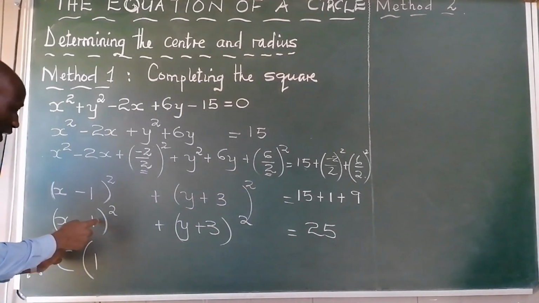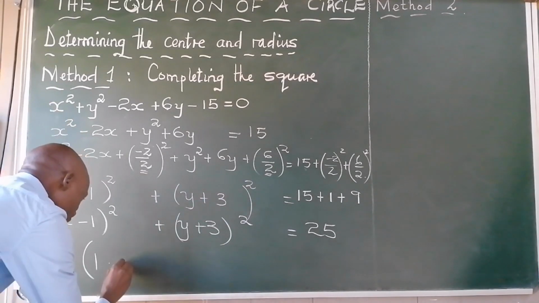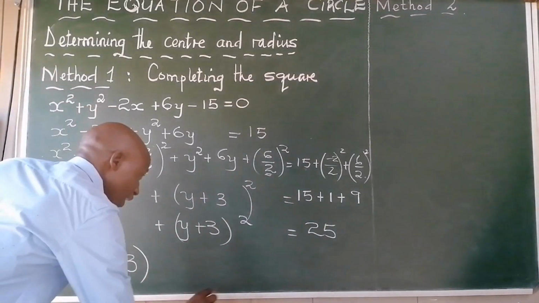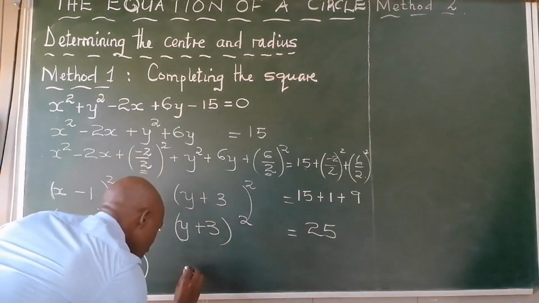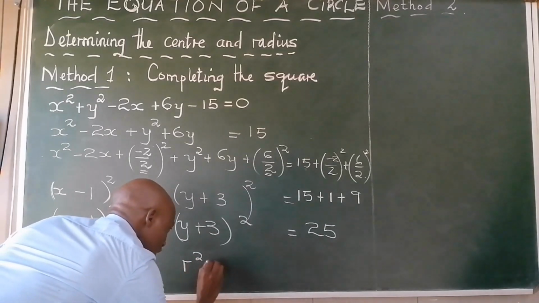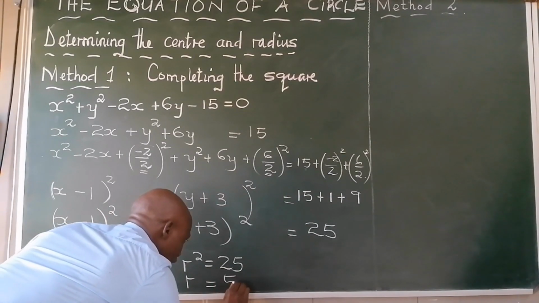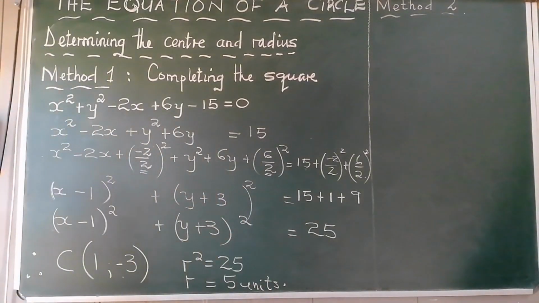We write the opposite sign of what we see here, 1 for x, and then the y value would be negative 3. This would be the coordinates of the center, and remember, according to the standard, this is equal to r squared. So our r squared is equal to 25. Therefore, our radius would be equal to 5 units. This is the first part for the equation of the circle, where we are finding the center and the radius by completing the square.